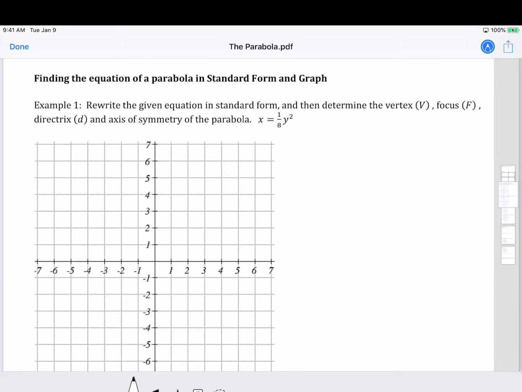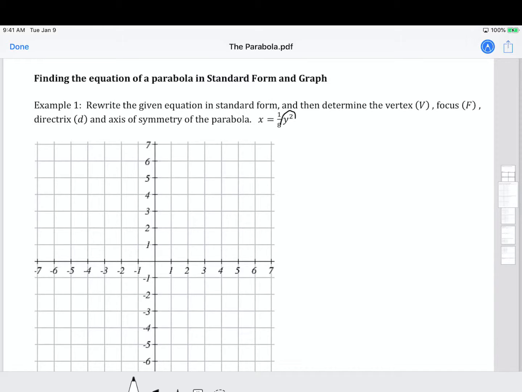Okay, now we're going to start putting these equations of parabolas in standard form and graphing. So we have to put it in standard form so we can identify all the major features of the graph. So the first thing you should do is determine how the parabola opens. That will determine what form of the equation we should put this in.